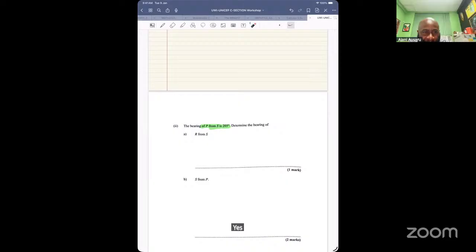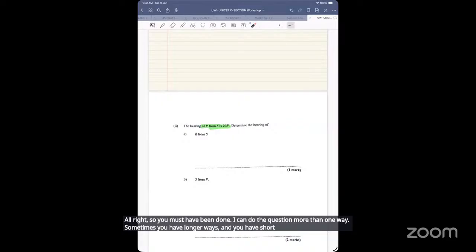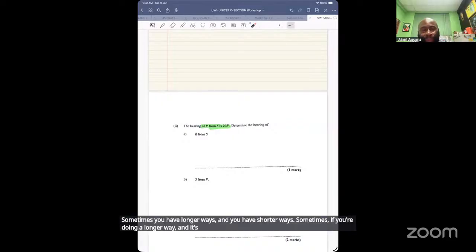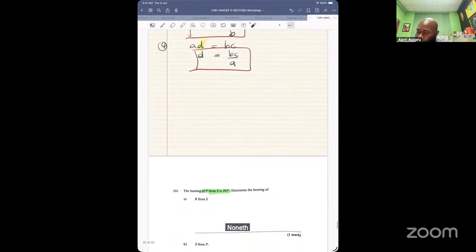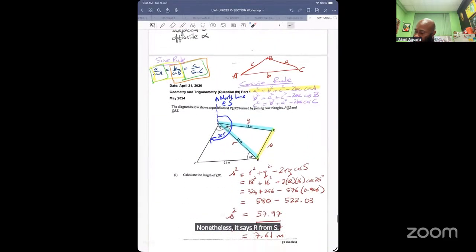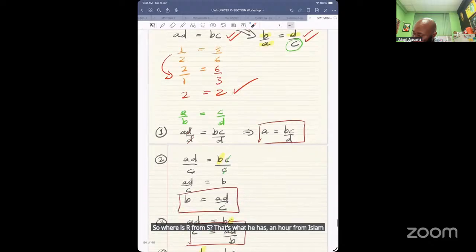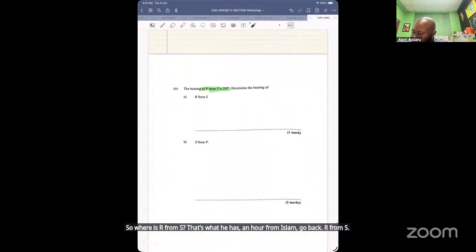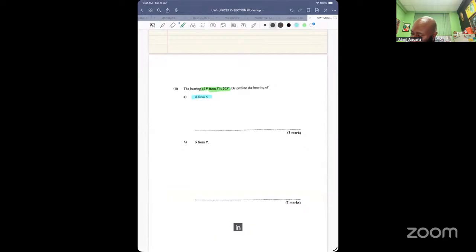So you must pay attention. Because sometimes you can do the question more than one way. Sometimes you have longer ways and you have shorter ways. Sometimes if you're doing the longer way and it's just 1 mark, maybe you're not using the shortest route. You understand? But nonetheless, it says R from S. R from S. So where is R from S? That's what he asked. R from S. Let me go back. Question says R from S. Let me highlight that in blue. R from S, right?